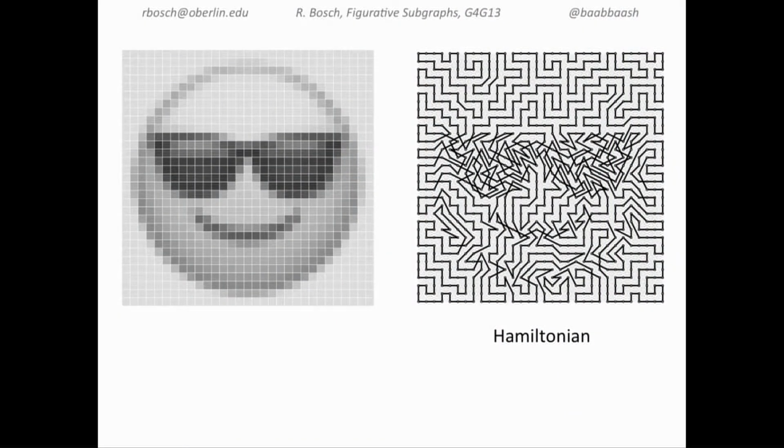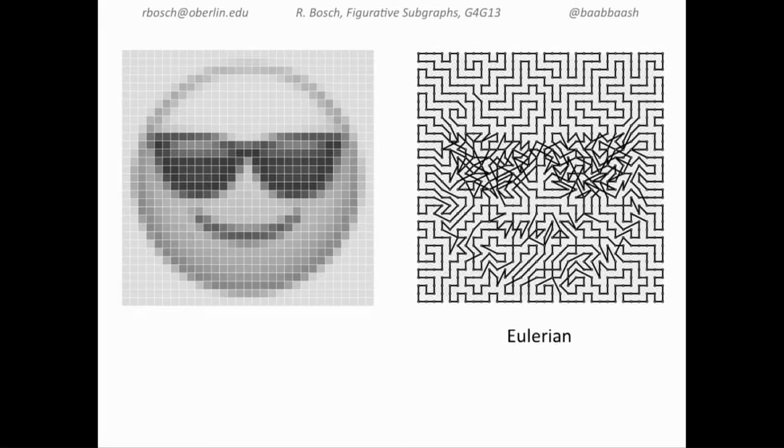What if we start with some other image? So this is an emoji. It's the smiley face emoji wearing sunglasses, and we've seen that on the right, I've rendered it as a Hamiltonian cycle. All the vertices have degree 2. There's one way in, one way out. If you start somewhere, you can follow the path, visit each vertex once and only once, and return back to where you started. Here's an Eulerian rendition.